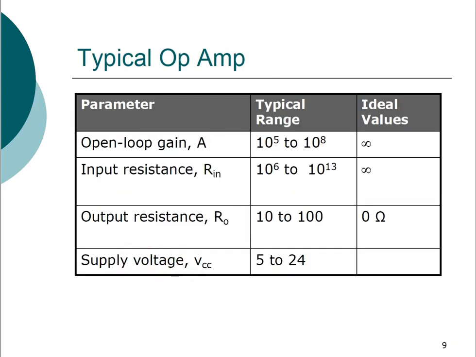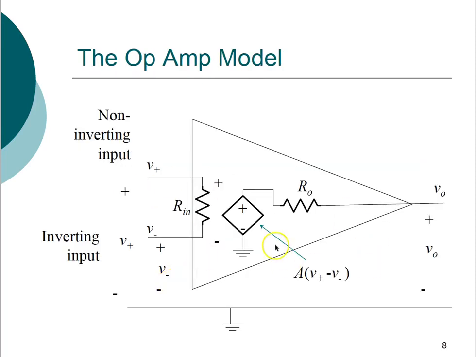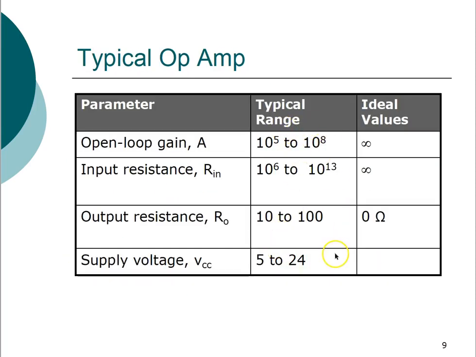Now, next we have the typical op-amp, and these are the same parameters which we saw here, with their typical range and their ideal values. So the op-amp gain is typically in the range of 10 raised to power 5 to 10 to power 8, and for the ideal op-amp it will be infinite. So gain will be infinite in an ideal case, for an ideal op-amp.